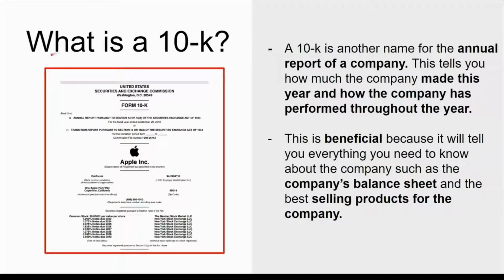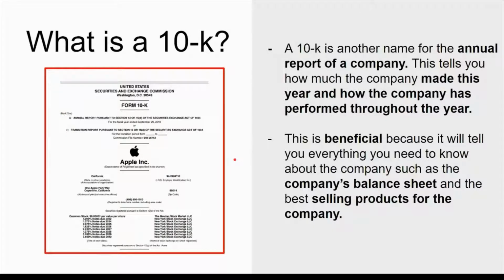So that being said, what is a 10K? And when you perform fundamental analysis, you do want to look at specific documents. One of those documents is called a 10K. So what is it? A 10K is another name for the annual report of a company. This tells you how much money the company made this year and how the company has performed throughout the year. This document, in essence, is just telling you how the company performed over the past year.